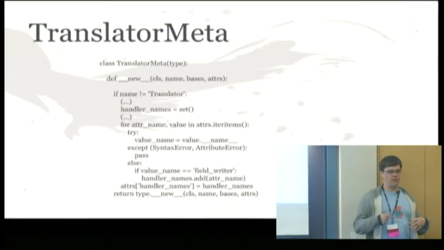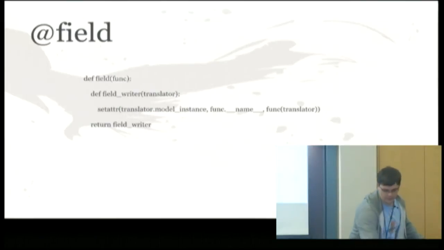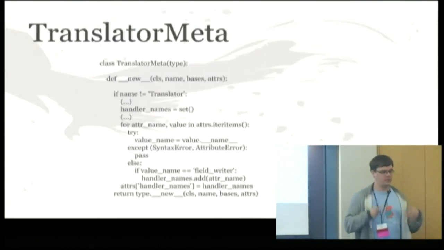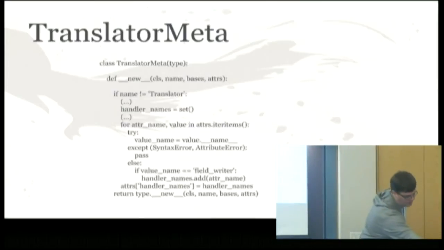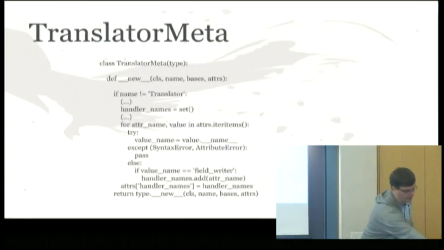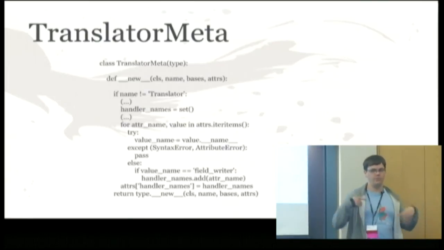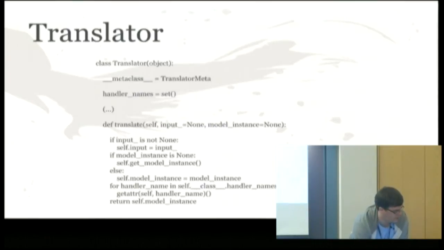That's actually getting the name of that function object, because if you look in here, FieldWriter, right? So that's creating a set that contains all those names, which then becomes an attribute on the class object, because this is a metaclass, and that's how metaclasses work. We set ATTR's handler names to the handler names that we collected in this metaclass. And then we just go and do the metaclass thing and return the newly created type.